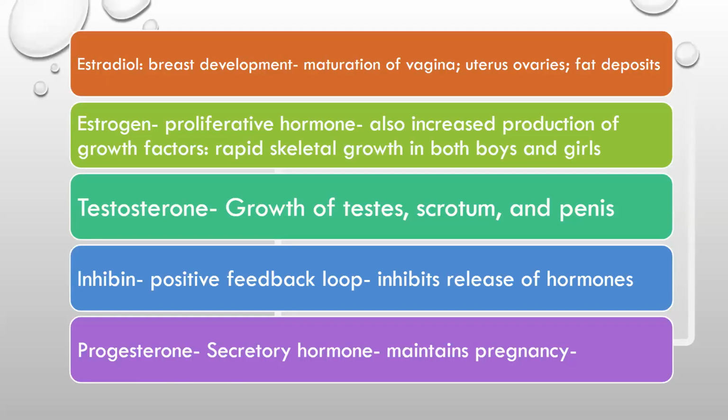The next slide is a summary of the common hormones that you will see on the questions. Estradiol is responsible for breast development, maturation of the vagina, uterus, and ovaries, and the fat deposits in the female reproductive organs. Estrogen, again, is a proliferative hormone. Testosterone is responsible for male and female characteristics, especially in the male, the testis, scrotum, and penis. And then there is a hormone called inhibin. It inhibits the release of the other hormones. And there is progesterone, which is a secretory hormone, and it maintains pregnancy.